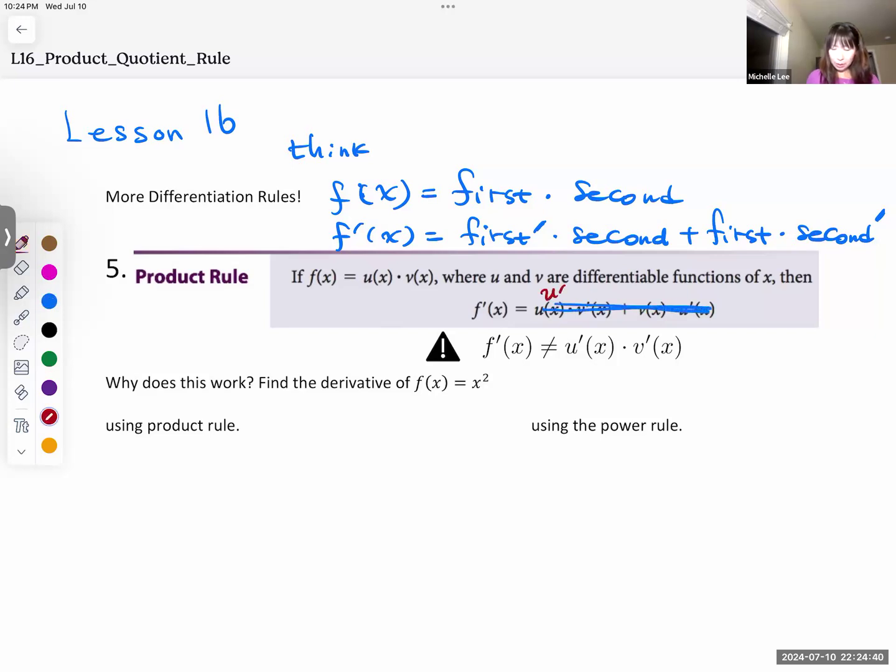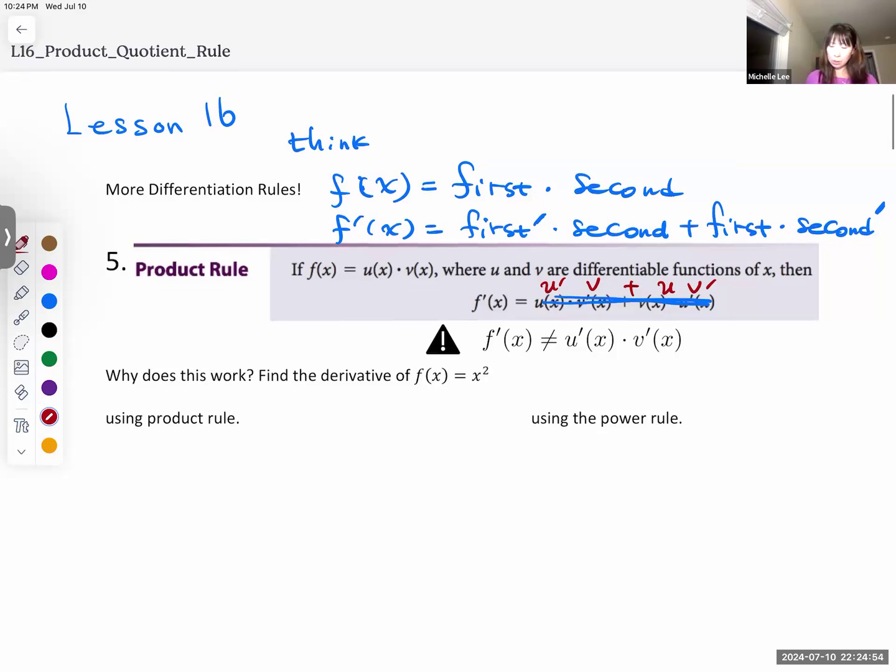So u prime v plus u v prime, so that we can easily apply those formulas. Okay. All right. So let's do this one.